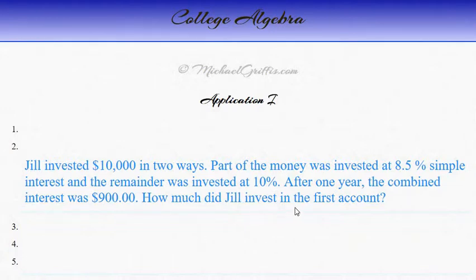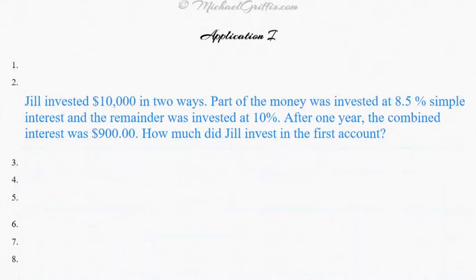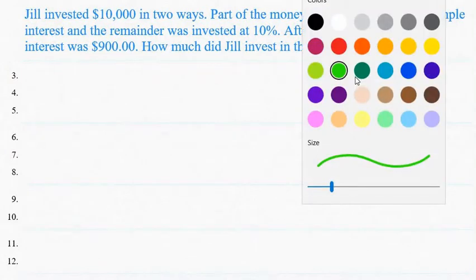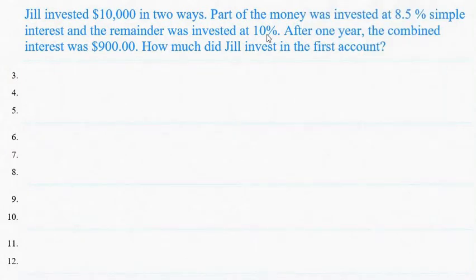Well, once we find out how much Jill invested in the first account, it'll be pretty easy to find out how much she invested in the second account. So let's look at this. And let's use this color here. Okay, first off, simple interest. So let's write what that formula looks like. The interest is equal to the principal, or the amount invested, times the rate times time.